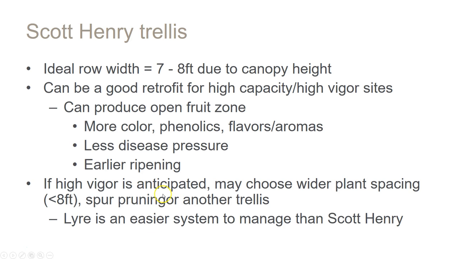So if you're on high vigor sites, areas where you know you're going to have quite high vigor, you may consider doing wider plant spacing or maybe even spur pruning, or choose another trellis. So maybe you want to do a horizontal division, which is going to be easier to manage than having to roll Scott Henry down or something, or having downward spurs.